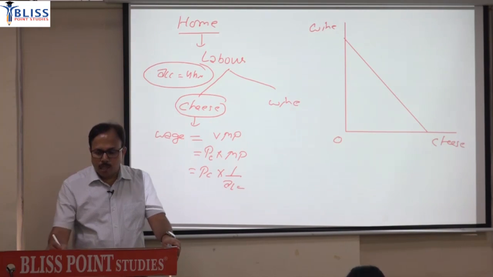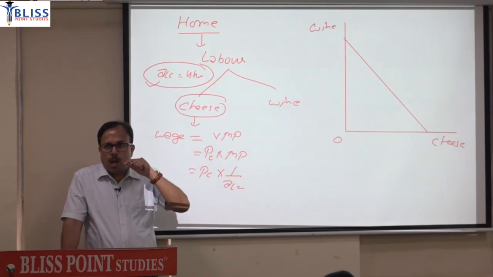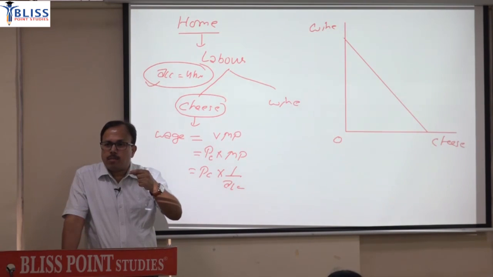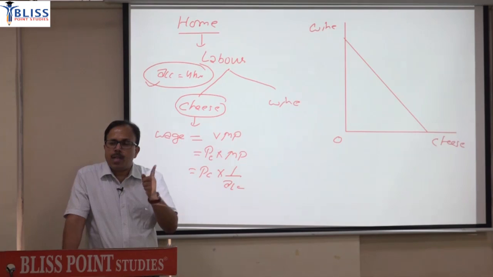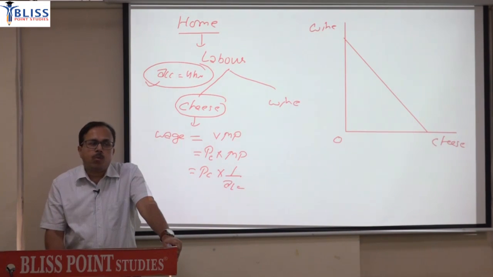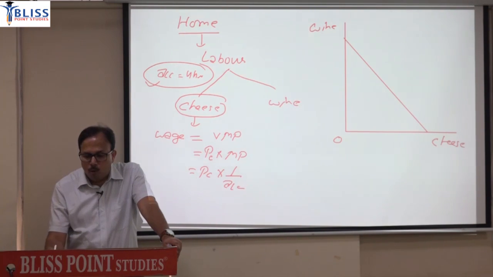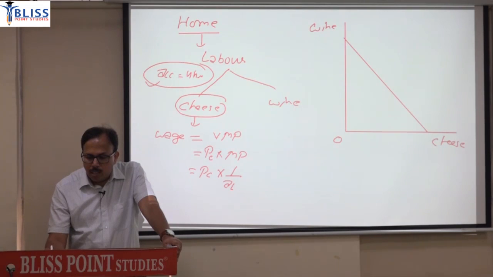So you can write price of cheese multiplied by 1 upon ALC. Is the meaning clear? Just repeat. ALC is the unit labor requirement. That means it denotes how much time it will take to produce 1 unit. And when I say marginal product of labor, it means how much quantity can be produced in 1 hour. So if ALC is 4 hours, then marginal product of labor will be 1 upon ALC. So wage in cheese will be PC upon ALC.